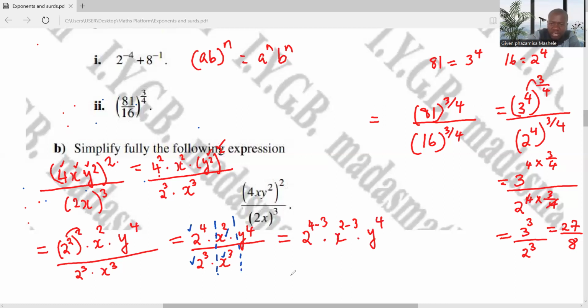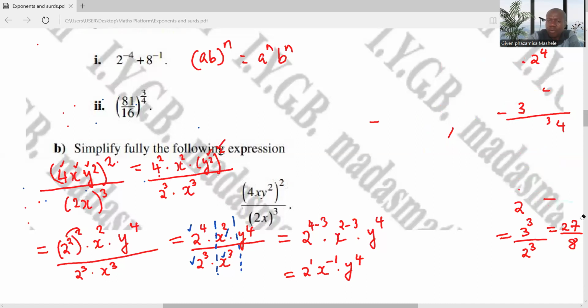So what will be the final answer? The final answer will be 2 to the power of 1, x raised to the power minus 1, multiplied by y to the exponent of 4, if I'm not mistaken. So now, what will be the final answer, guys? Remember, we want to leave our answer with positive exponents.